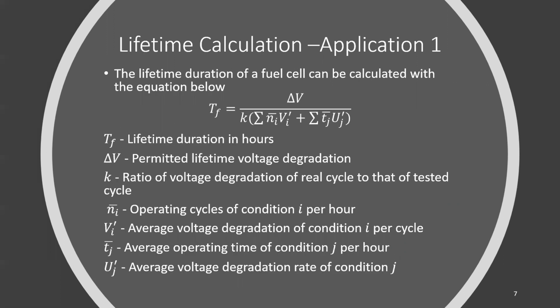So taking that figure from the previous slide and putting it into an equation form gives you the equation you now see on screen. And the overall degradation, so how much voltage I can lose in the lifetime, is the numerator. And then the denominator are the factors that contribute to our degradation. And you can see what each individual variable is listed on screen.